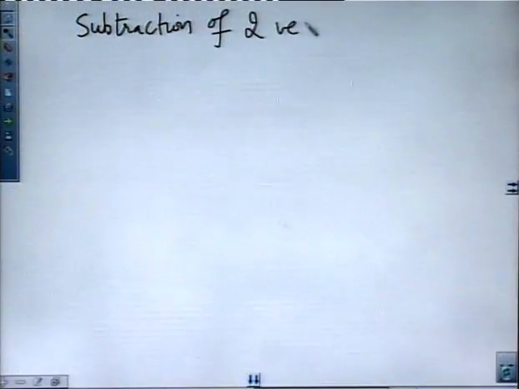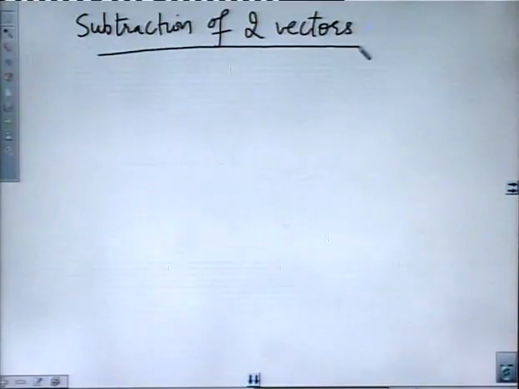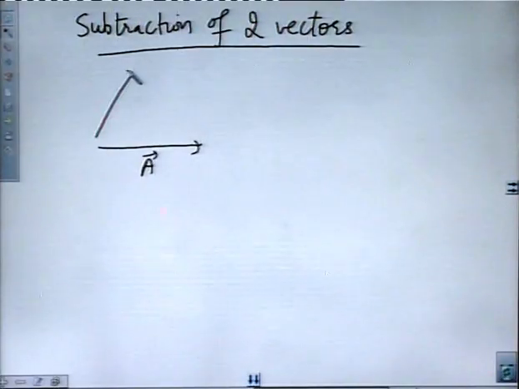Two vectors. Subtraction of two vectors. Again we take the vectors, first vector as A vector and the second vector as B vector.